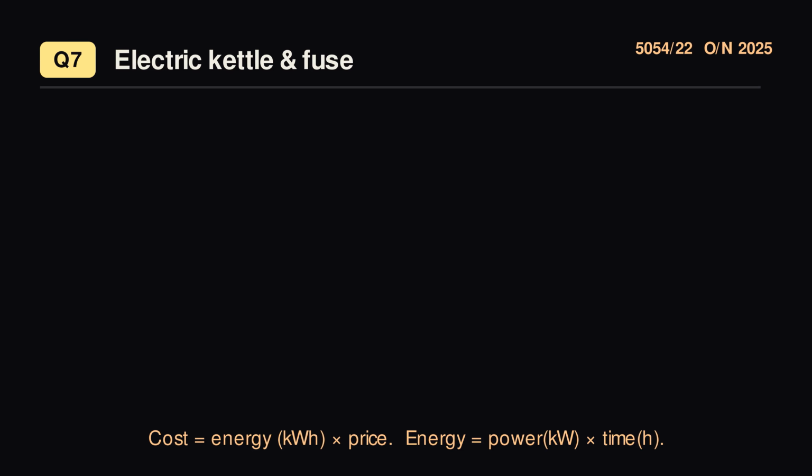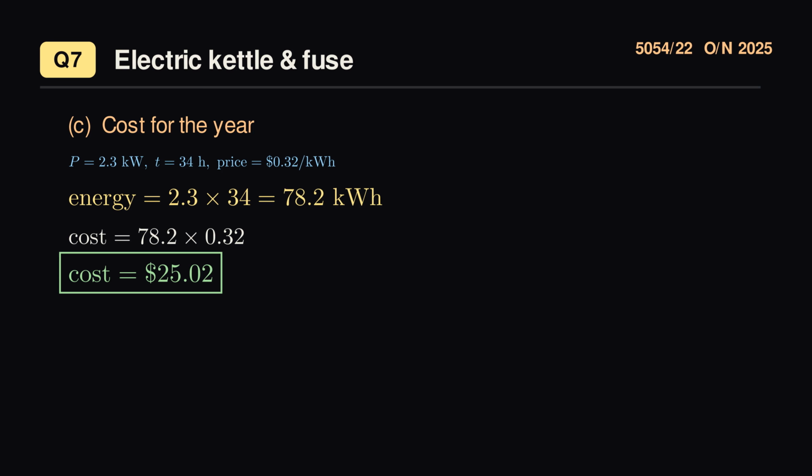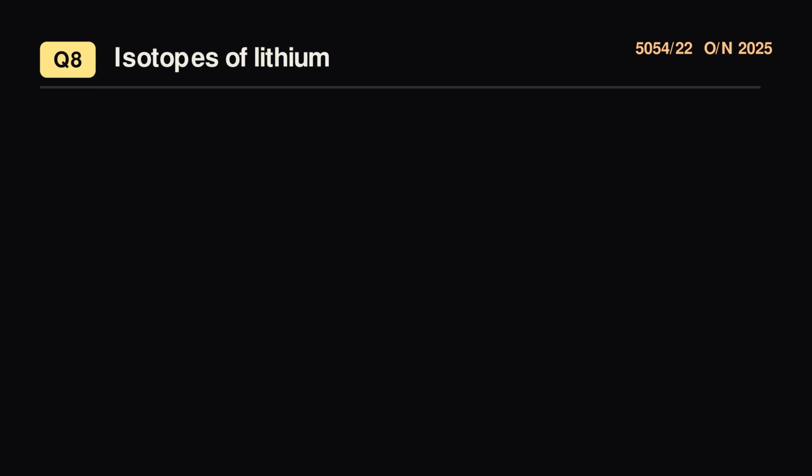Part C. Cost equals energy in kilowatt-hours times price. 2.3 kilowatts for 34 hours is 78.2 kilowatt-hours. At 32 cents per kilowatt-hour, the cost is $25.02. Paper 5054, October-November 2025, Question Paper 22.